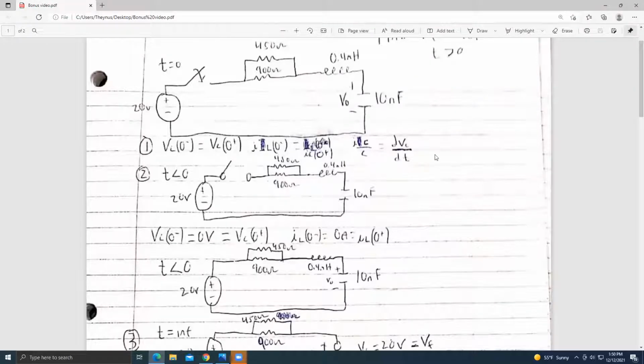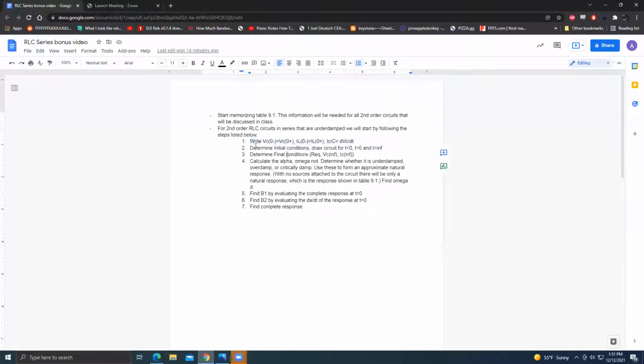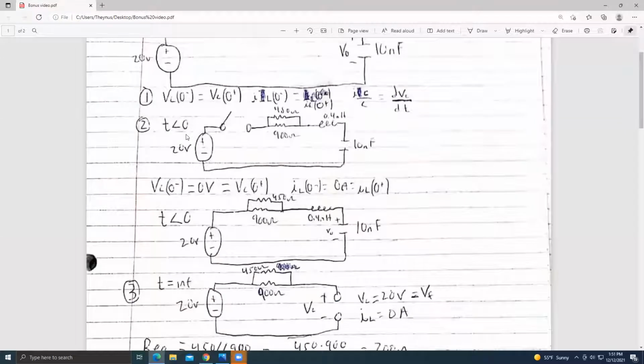The reason that we write these down is that we will use these relationships further down in our problem to continue to solve. Our IC over C is equal to dVC/dt. It looks a little different, but really it's just our relationship of current through the capacitor to the change in voltage of the capacitor. You probably have seen it as IC is equal to C dVC/dt. But moving forward, let's go on to step 2. Step 2 will be determining our initial conditions. We'll be doing this by drawing our circuit for t less than 0, t greater than 0, and for t equals infinity.